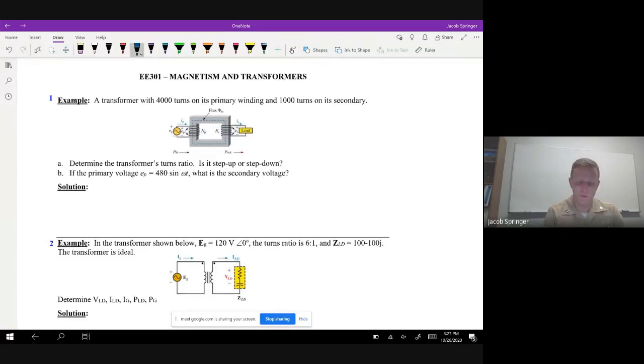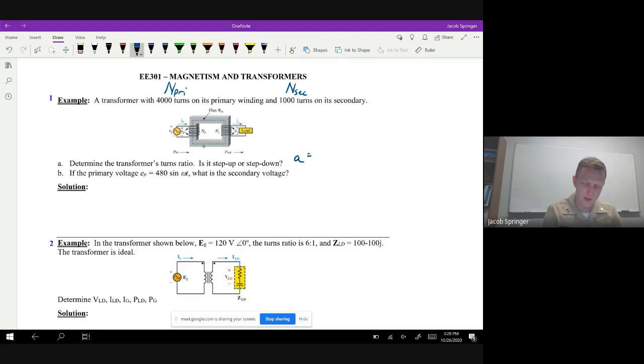Let's work example number 1. Right here, we have 4,000 turns on the primary side. We'll call that N primary. Then 1,000 turns on the secondary side. So the number of turns on the secondary side is 1,000. We're asked to find the turns ratio.